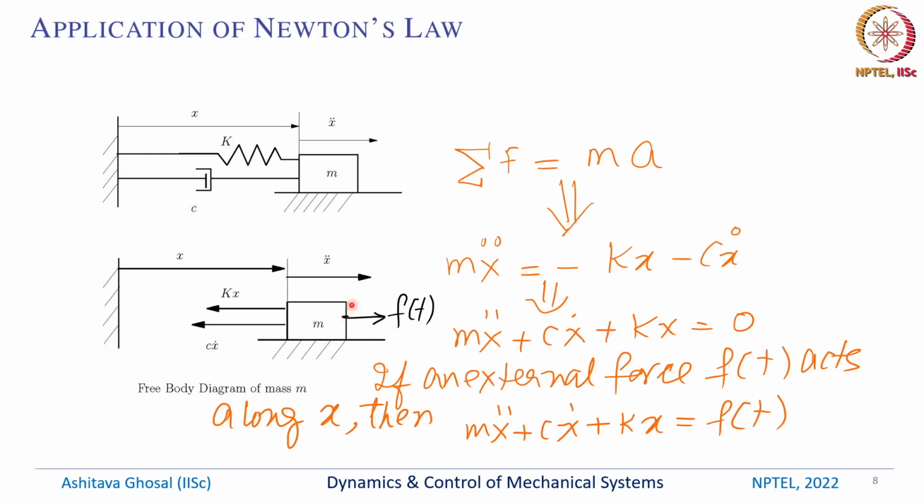It is also possible that there is somebody pulling this mass. Maybe there is some string attached and you are pulling it, or maybe there is an external force of some kind which is acting on this mass, and let's denote this external force by f of t. It could be time varying. Then the equation of motion of this mass is m x double dot plus c x dot plus kx equal to f of t. This is a very standard equation which is used in vibration, and everyone must have seen this. Basically what we are doing is applying Newton's law, which is the sum of all forces equal to ma, and we get this equation.